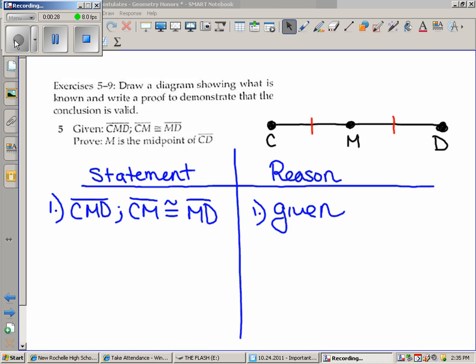We're not going to overthink this, right? Look at what they're asking us to prove. How would you explain that M is the midpoint of CD? Ben, what is the definition of a midpoint?